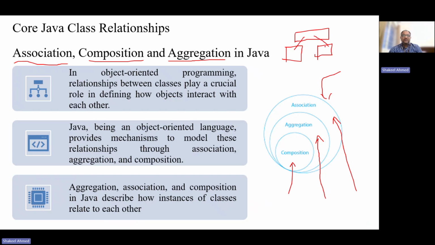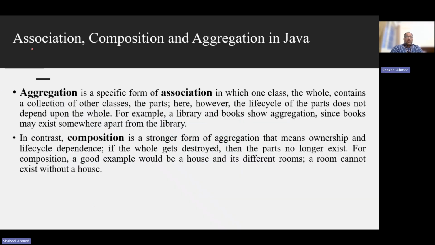So how do I relate these classes? There is a way to do that, called association, composition, and aggregation, which is needed for the classes to communicate with each other. Aggregation, association, and composition in Java describe how instances of classes relate to each other. As I mentioned, how they are connected with each other is what we have in the relationship between the different types of classes. So let's see what association, composition, and aggregation are in detail, one by one, and we start with aggregation.